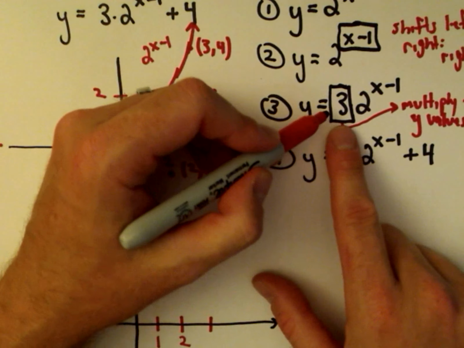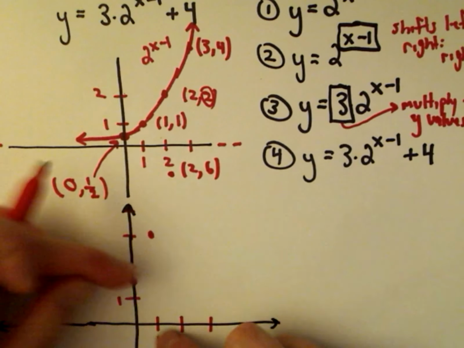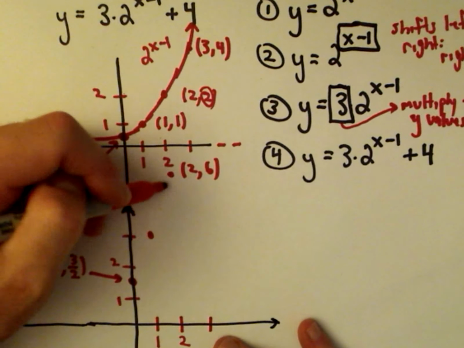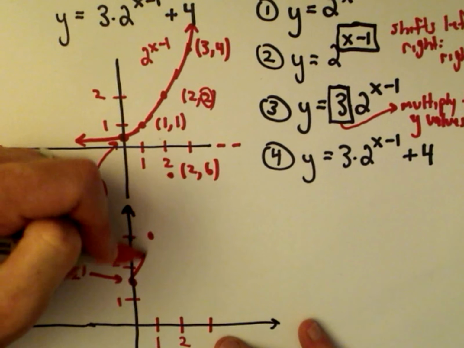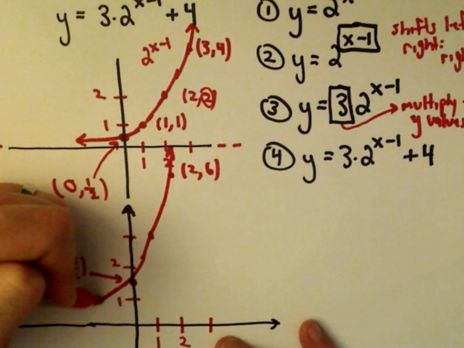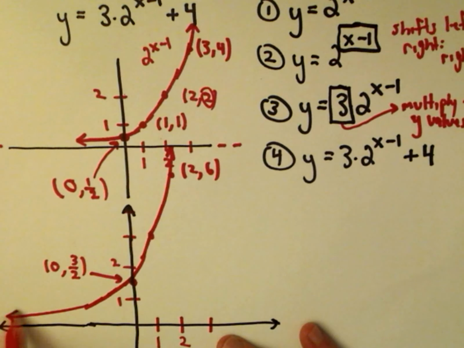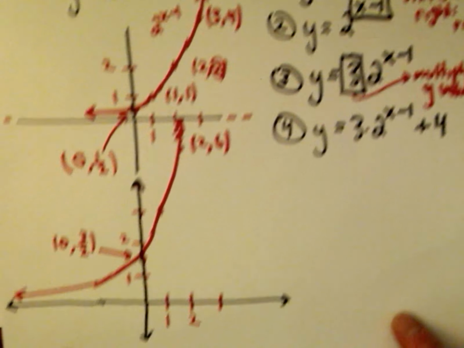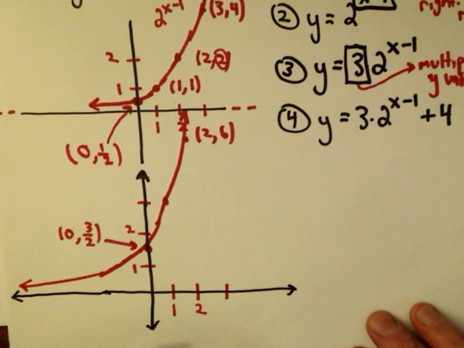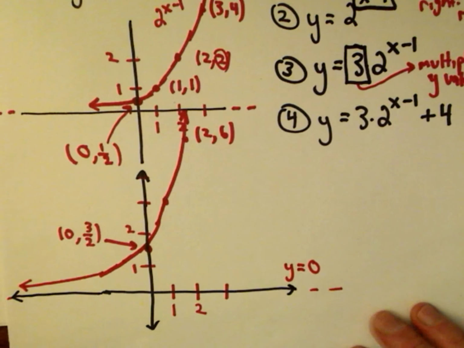So again, when you multiply by 3, what that does is it's going to stretch the graph vertically by a factor of 3. So it's going to be getting larger by a factor of 3. It's still going to eventually approach the x-axis on the left, but again, the y values would just be a little bit larger. Notice again, we haven't moved that asymptote, so we still have our horizontal asymptote of y equals 0.